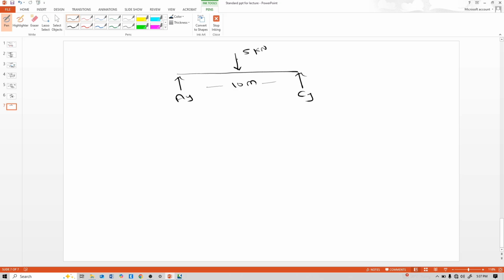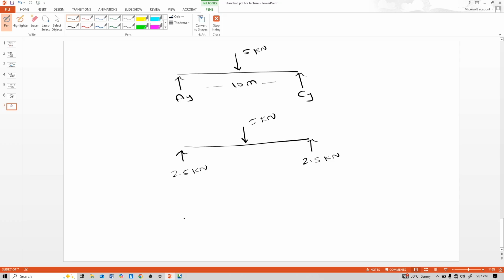So see this 5 kilonewton is at middle. That means every action has an equal and opposite reaction. That means this AY and CY take half of this. So reaction comes 5 half, that means 2.5 kilonewton, and here 2.5 kilonewton, and this is 5 kilonewton as it is. And now the shear force diagram.